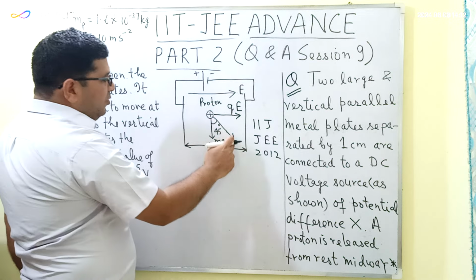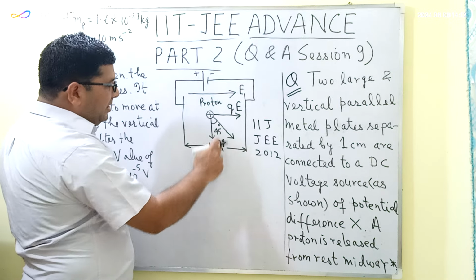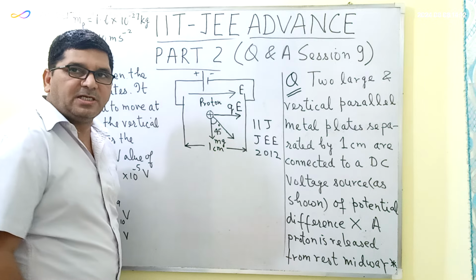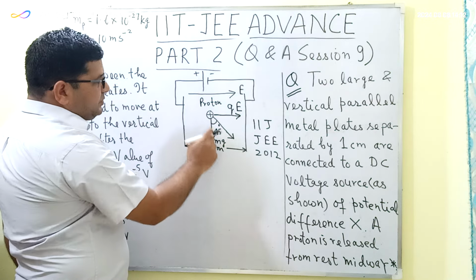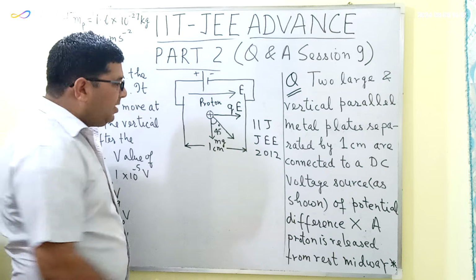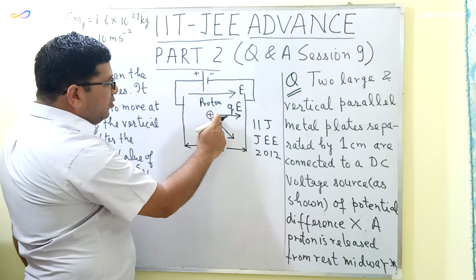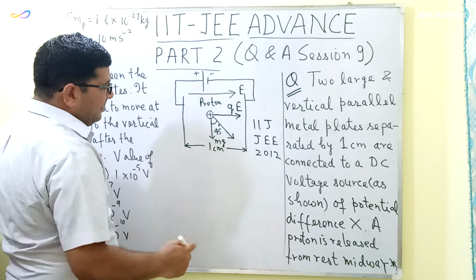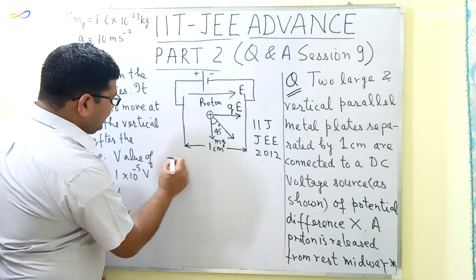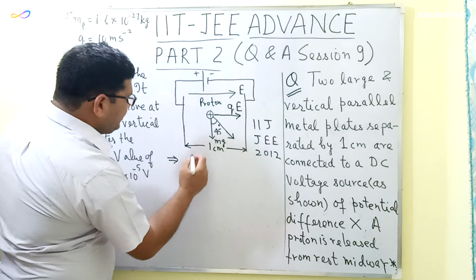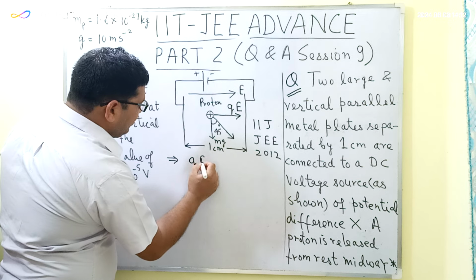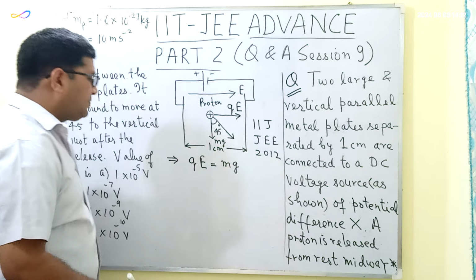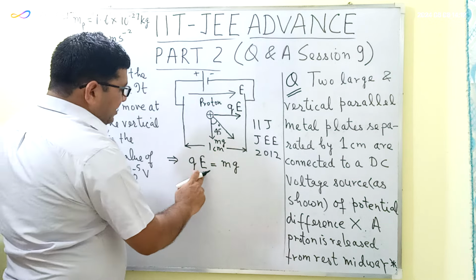Now this proton will move at an angle of 45 degree only when the magnitude of this gravitational force and the electrostatic force are equal. Because if these two forces are equal, then definitely the proton will move at an angle of 45 degrees with the vertical. So in this case, the magnitude of the electrostatic force has to be equal to the gravitational force.